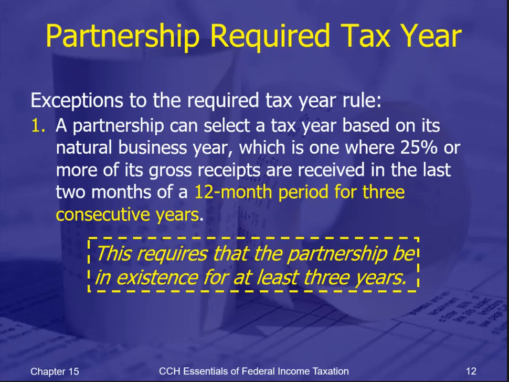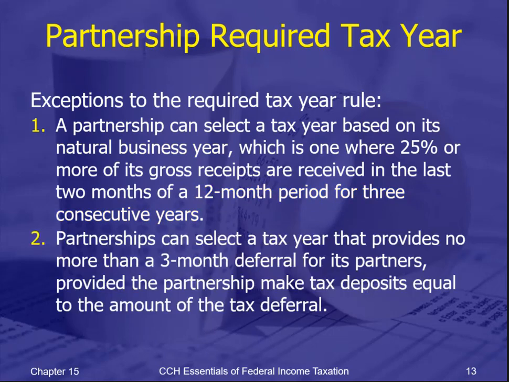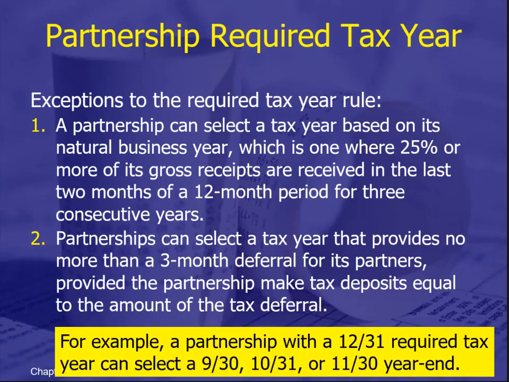To make that work, you're going to have to be in existence for 3 years. And you can choose also, as long as you do not provide more than a 3 month deferral for your partners. That means that if your partnership with a 12/31 required tax year, say all partners are 12/31, could select a 9/30, 10/31, or 11/30 year end because they would not be deferred the income more than 3 months. So the partnership would have income. It would be reported on the tax return for the partners.